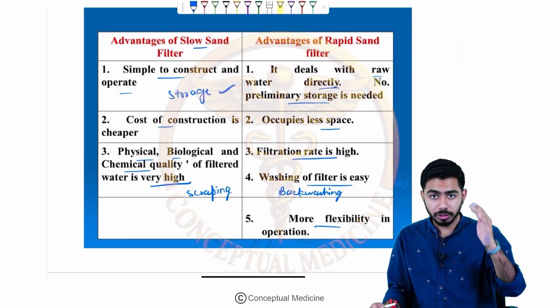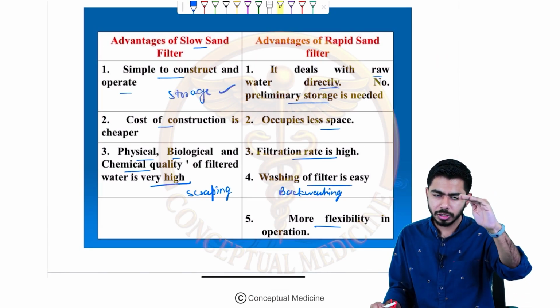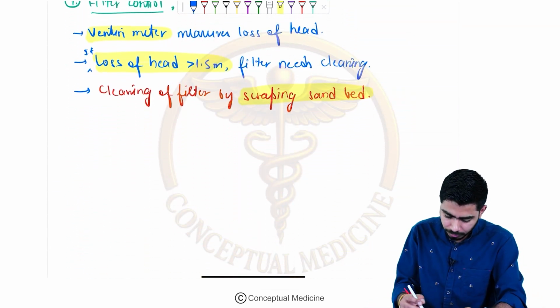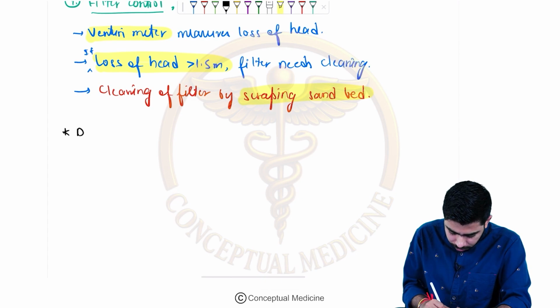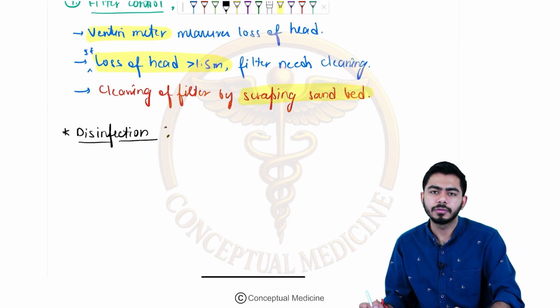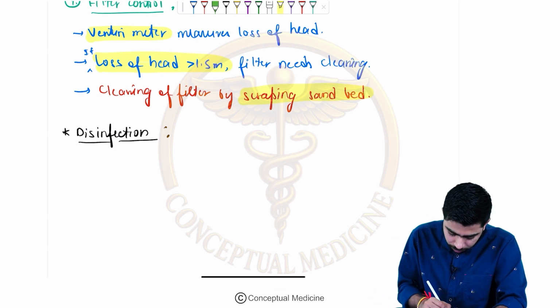Now we shall talk about disinfection, the next one. So storage, filtration, and then disinfection. Now we shall talk about the disinfection methods. Okay, so now let's talk about disinfection in the large scale purification of water. In disinfection, mainly we need to talk about three things over here.